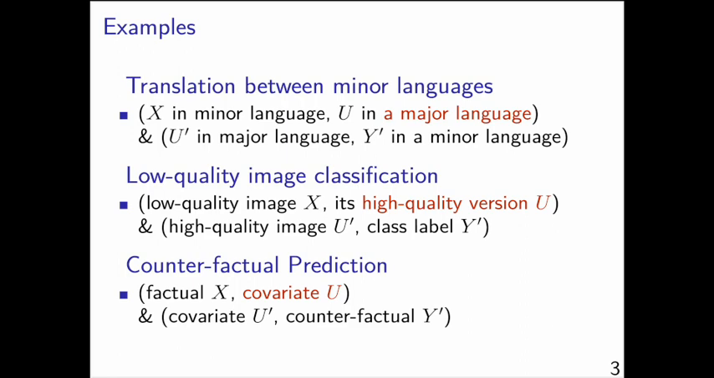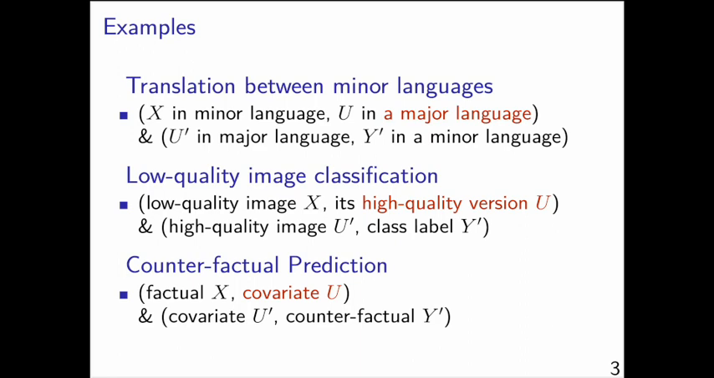minor language. The second example is low-quality image classification, in which we want to classify low-quality images x since it may be difficult for a human labeler to recognize a low-quality image when collecting training data. We use a high-quality version of the same image u', and we ask the labeler to provide the class label y' for that high-quality version.